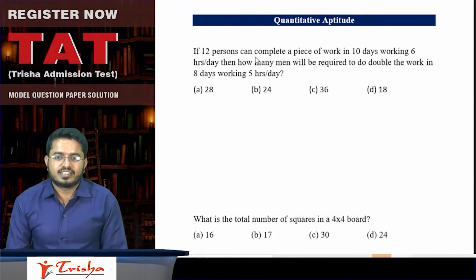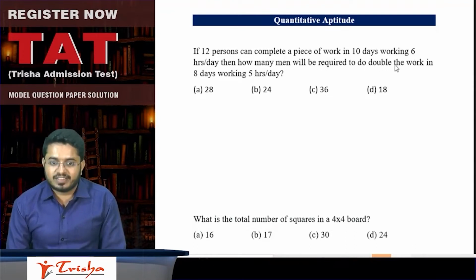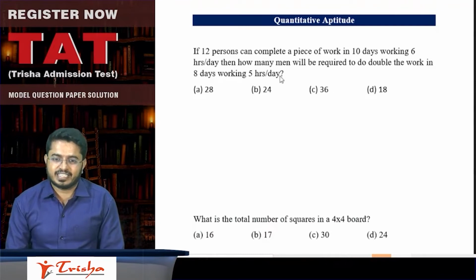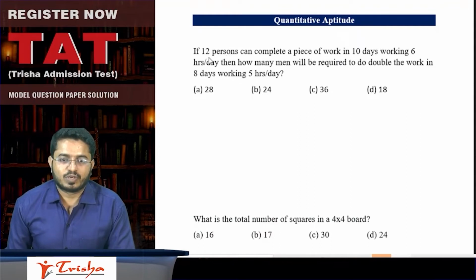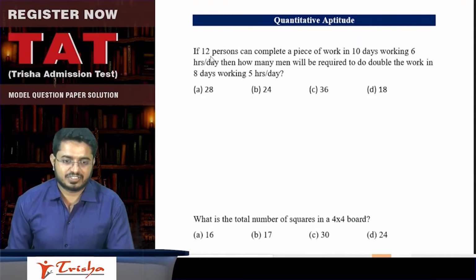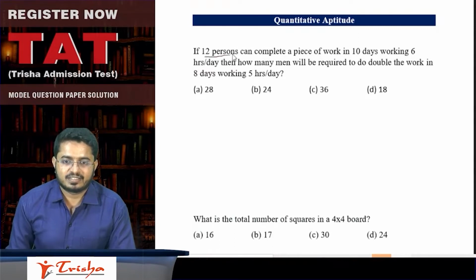12 persons can complete a piece of work in 10 days working 6 hours. Then how many men will be required to do double the work in 8 days working 5 hours? So here, the most important aspect is that we have to understand what data is given in front of us. 12 people are working in the first instance. They are working for 10 days and on each day, they are working for 6 hours, right?